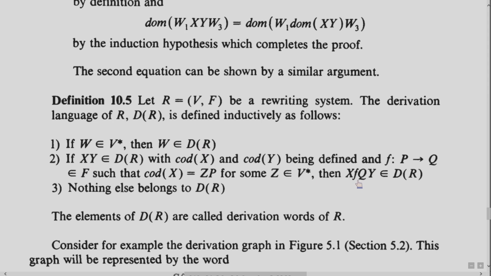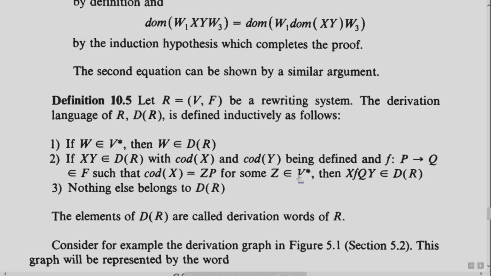Secondly, take a string like X, F, Q, Y. Observe this string also contains a production symbol F. If it does not contain a production symbol, then definitely it is a part of the language. But if it contains a production symbol, then it's a part of the language if these rules are followed. Number one, X and Y also belong to the derivation language. Secondly, the codomain of X and Y also exist.